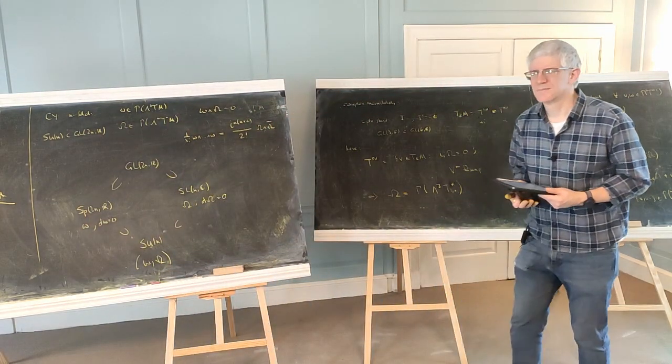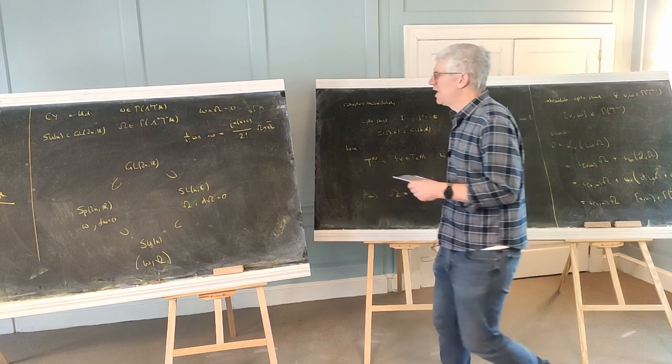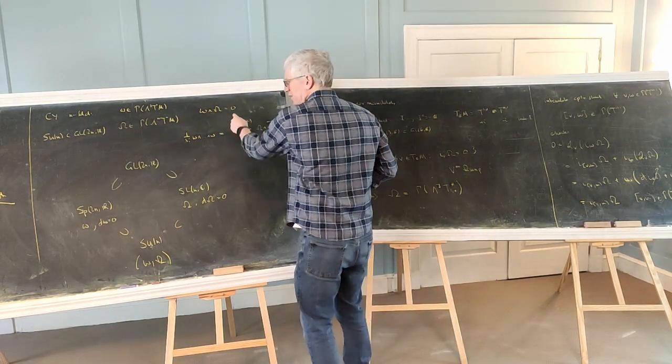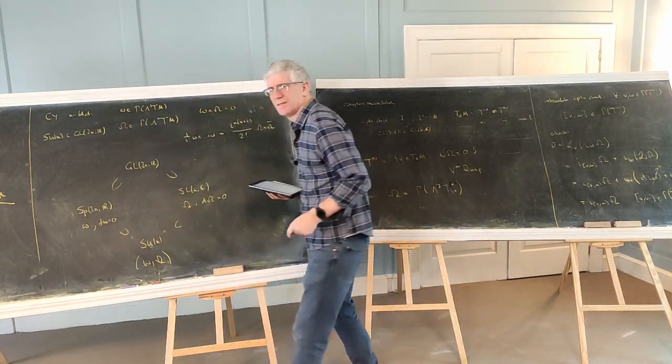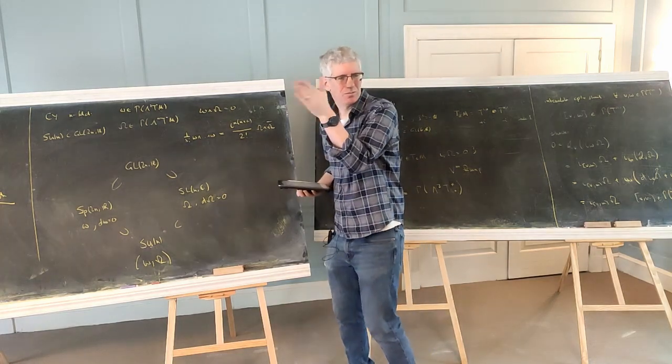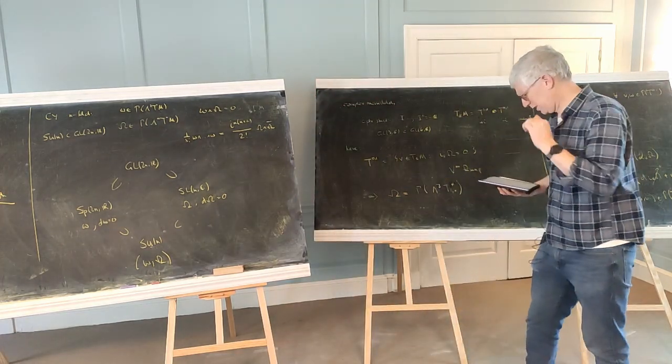Okay? And only if they satisfy these conditions is the common subgroup SU(n). If you didn't satisfy those, it would be some other smaller group.